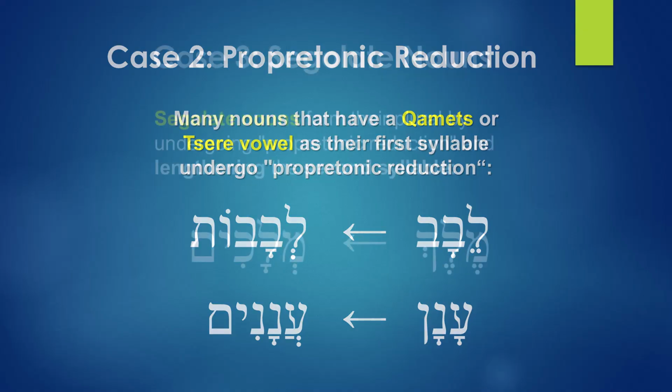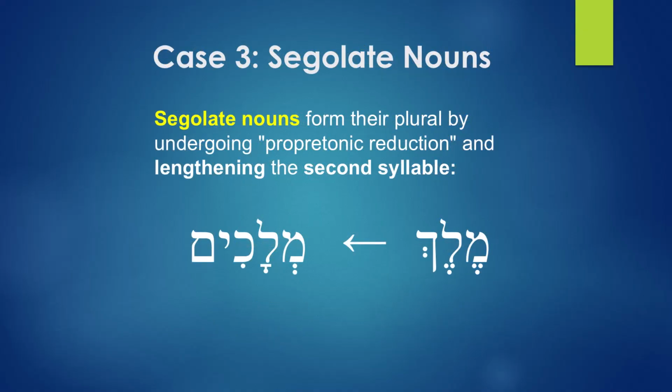Let's look at case number 3. Case number 3 is where you have segolate nouns. Now, what are segolate nouns? For the purpose of learning, segolate nouns are nouns that have two syllables and are accented on the first syllable. But for the sake of understanding, let me define segolate nouns in a simpler way. Segolate nouns are nouns that have two segols on the first and second consonant.